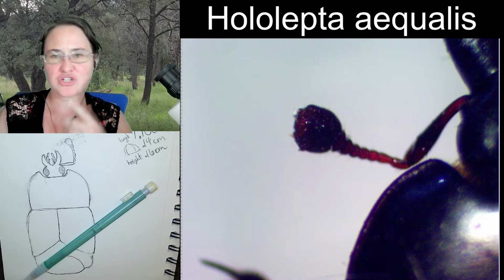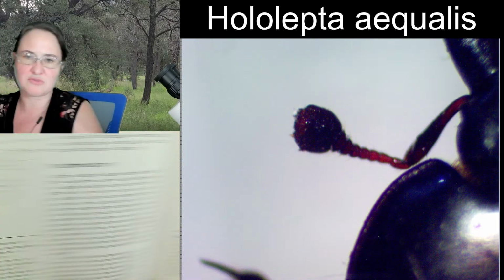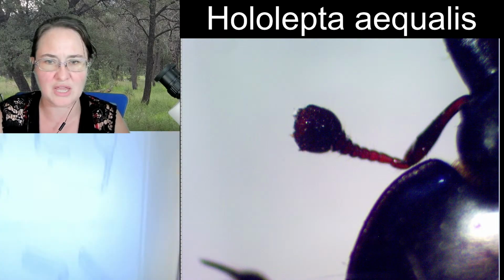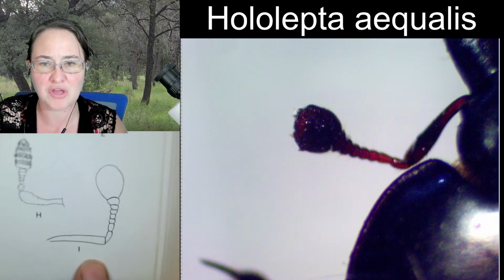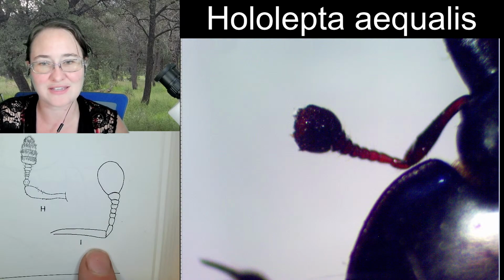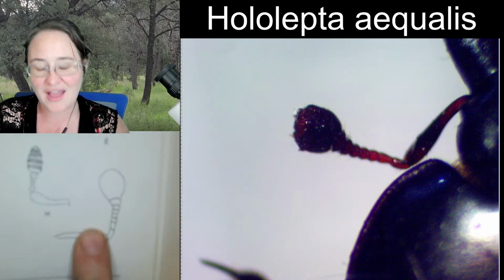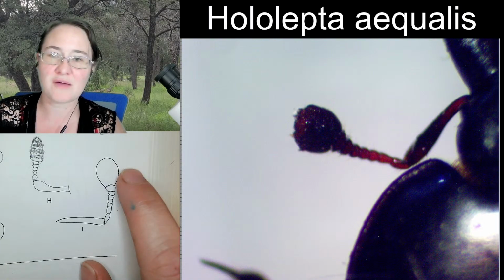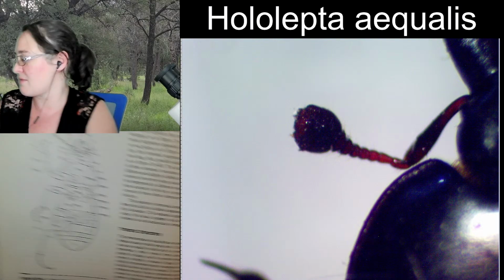And I'm not sure if you saw the diagram, so I'm just going to go ahead and show you one more time. This is the diagram of this beetle's antenna in the Introduction to Insects book by Borror and DeLong. And that club is just one segment, not multiple.